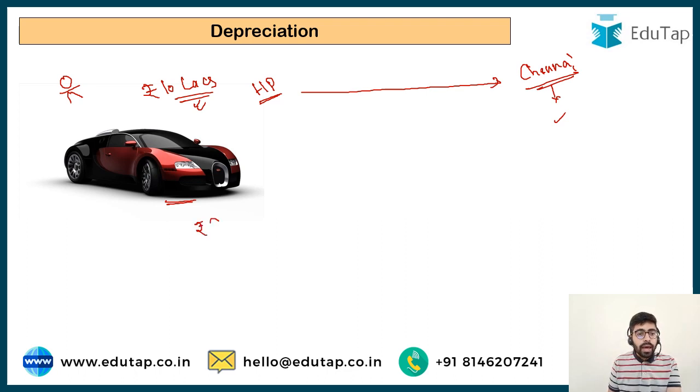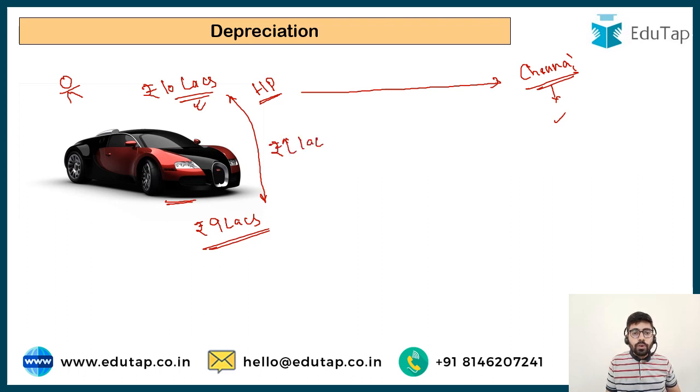Suppose you sell this car for rupees 9 lakhs only. This 1 lakh, the value has reduced without even using the car. So this is a decline in value, which is always going to be there irrespective of whether you use it or not. This is nothing but depreciation.